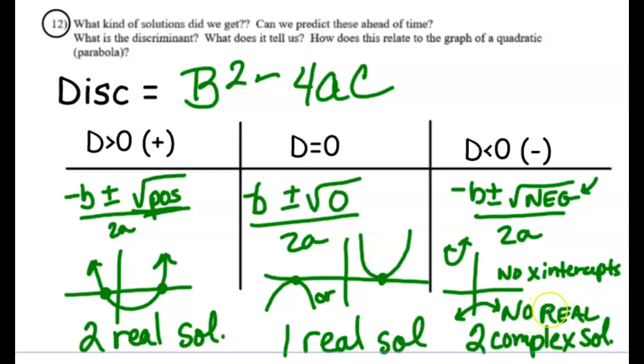Okay? Trying to tie this into what we're going to do next week with graphing. The most important thing is that you understand the discriminant does not include the radical itself. It's just the number inside. So let's do a couple examples.